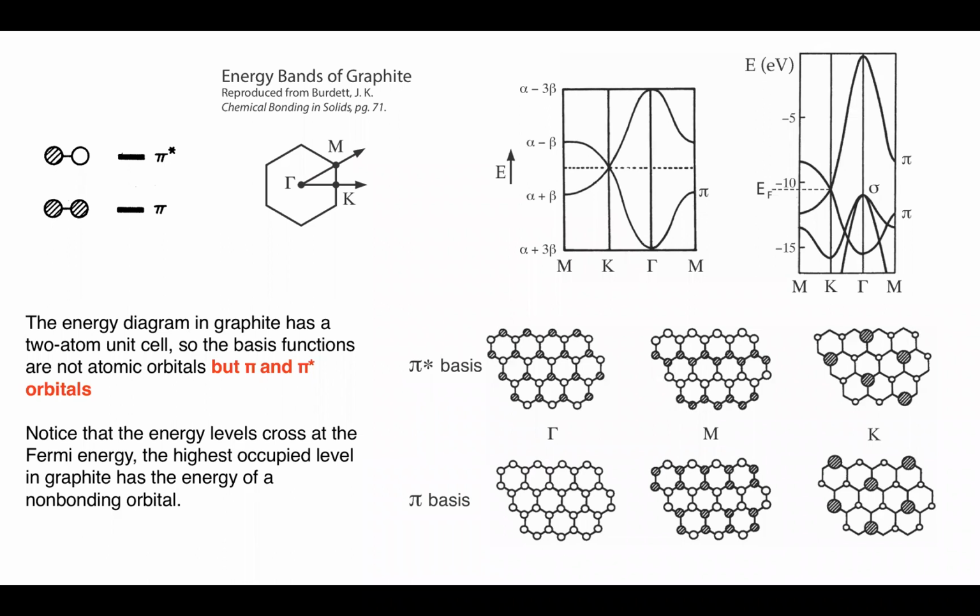All right, so Fermi energy tells you that the highest energy electrons in graphite sit in essentially a non-bonding orbital, which has really big consequences for graphene's properties.